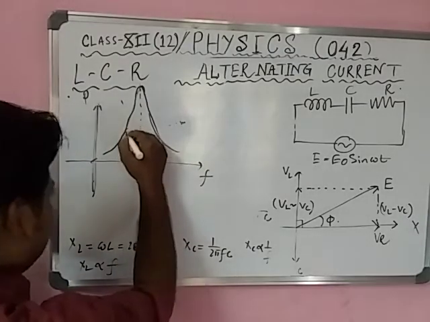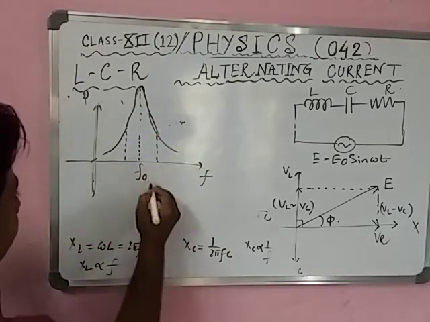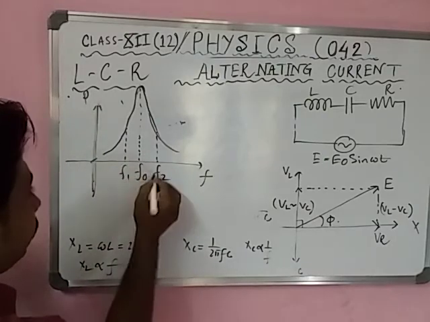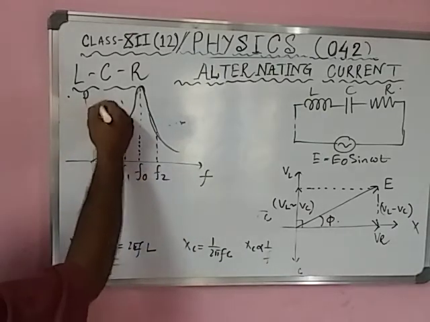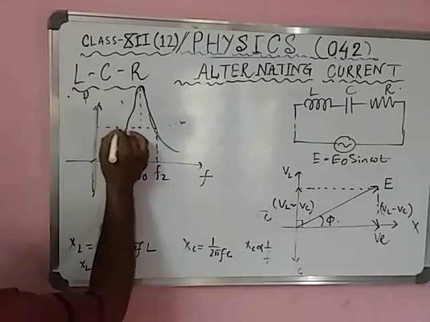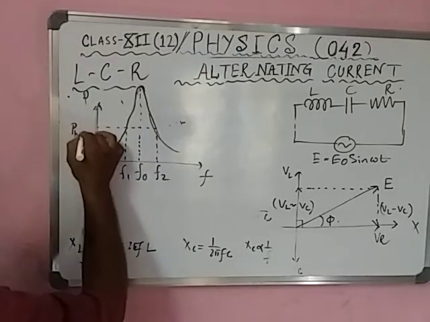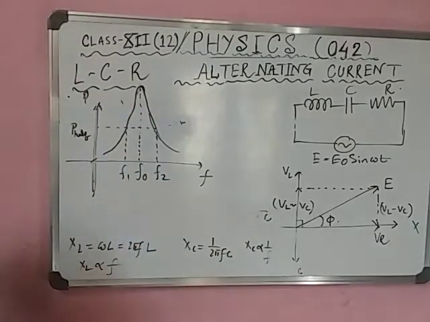If we mark two frequencies here, say f2 and f1, where f2 is greater than f1, this is the full power, and this is the half power.